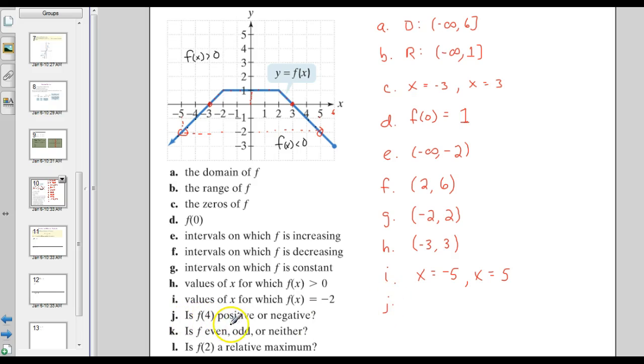Is f of 4 positive or negative? So find 4 on the x-axis. Remember, f of x is in the parentheses, so 4 is in the parentheses, which means it's an x-coordinate. So find 4. There it is. That's the x value where x is 4. And it's asking, do you have to go up or down? If you have to go up, it's positive. If you have to go down, which we do, to hit the graph, then it's negative.